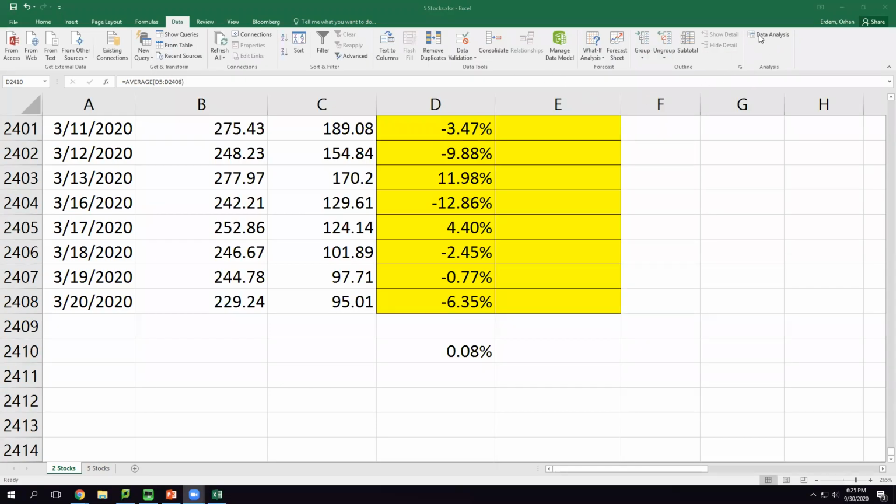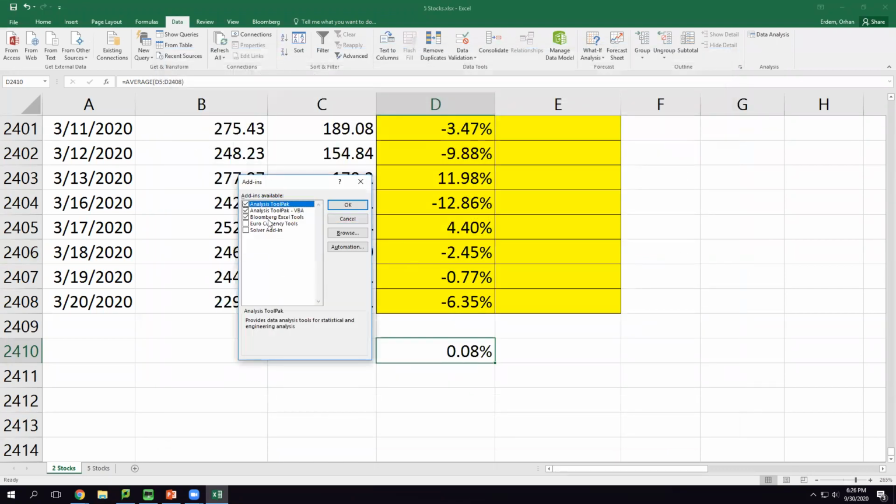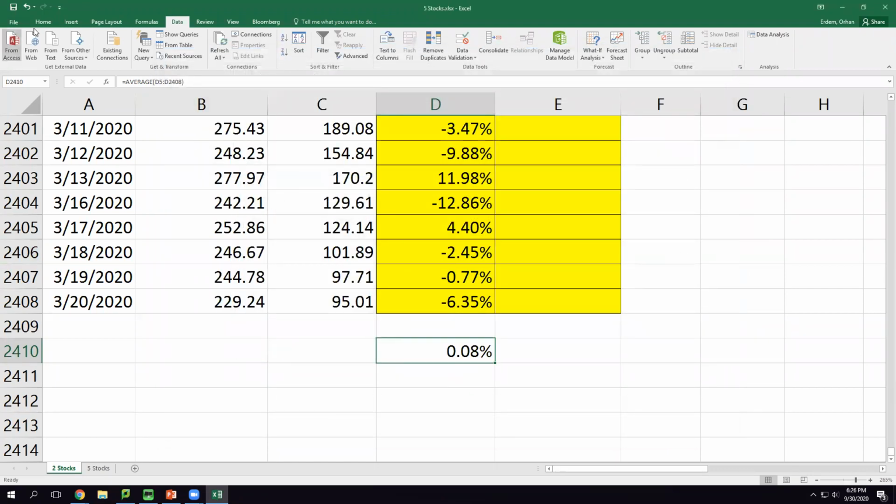Okay, so once you get the data analysis, if it is a Mac, it is file, tools, and add-ins. If it is a PC, then file, options, and add-ins here. So the tool packs should be selected. Okay, so I'm saying this for the record. Once you have the data analysis, click data analysis.